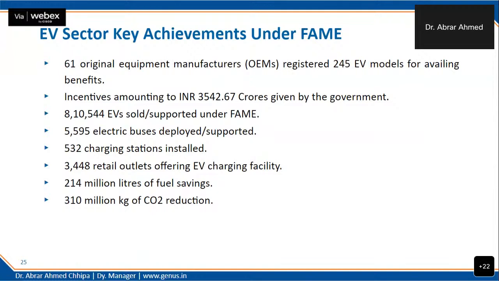So these are the EV sector key achievements under the FAME scheme. We have 61 original equipment manufacturers, known in short form as OEMs, and we have registered around 245 EV models. But currently in FAME 2, we have only 137. These 245 include the FAME 1 scheme and the FAME 2 scheme, but as of now only approximately 137 models are in the EV scheme.